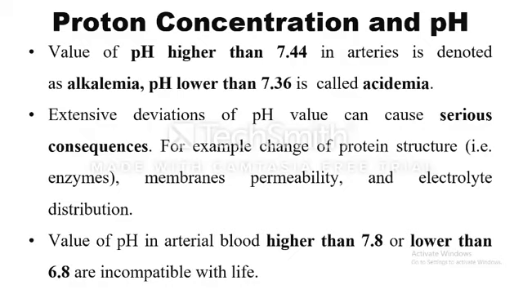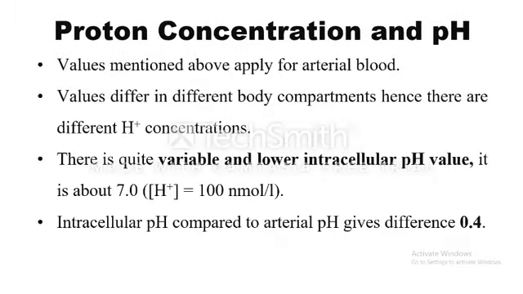Values of pH in arterial blood higher than 7.8 or lower than 6.8 are incompatible with life. So life is not possible if arterial blood pH is higher than 7.8 or lower than 6.8. The values mentioned above apply only to arterial blood, you should keep in mind. Values differ in different body compartments, hence there are different proton concentrations in different compartments of the body.